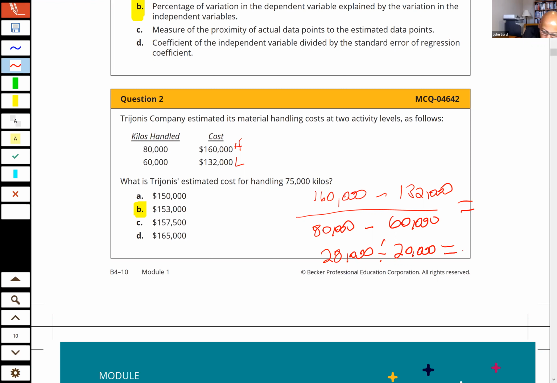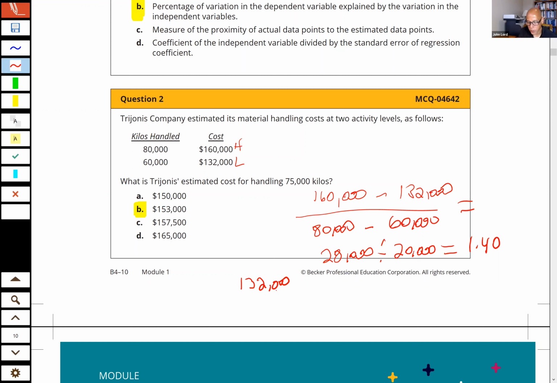Okay. And when I did the math on that, I got something like $1.40. Okay, so that's our variable cost. Now that we know our variable costs, we can pick the high or the low to figure out the fixed costs. I'm going to do the low because I think probably some folks like to choose the high a lot. And so I'm just going to go ahead and do the low.